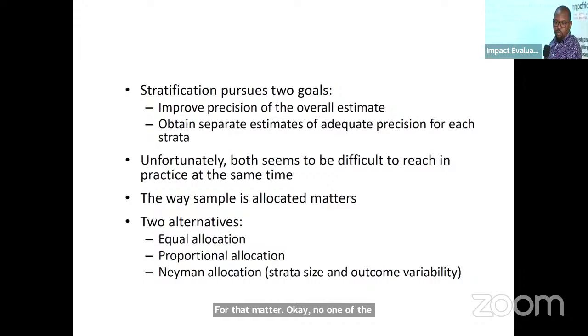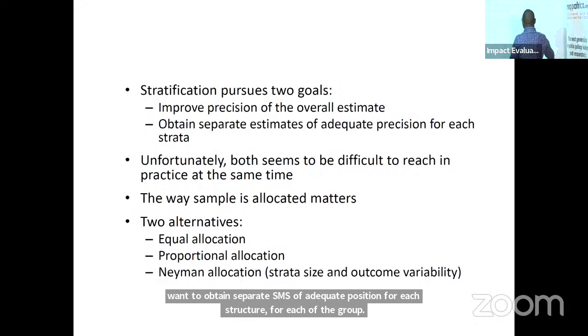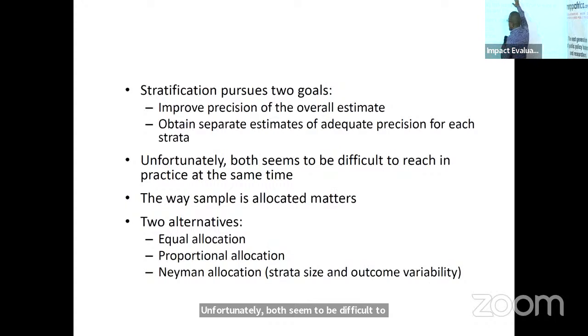Now, what is the purpose of stratification? Stratification pursues two goals. You want to improve the precision of the overall estimate. You want to obtain separate estimates of adequate precision for each strata, for each of the groups. Unfortunately, both seem to be difficult to reach in practice at the same time. So there's a trade-off: either precision of the overall estimate or precision of a particular group.